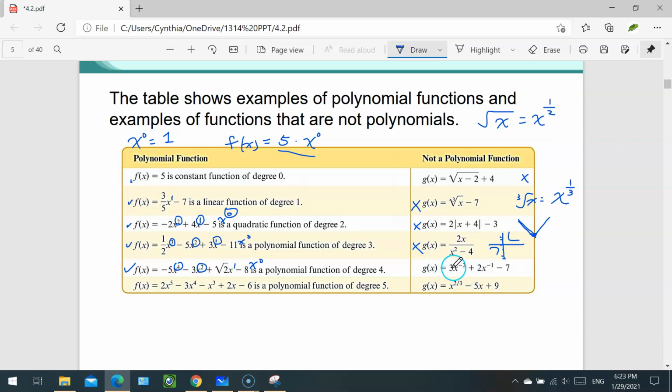This function has 3 times x to the power -2. So we stop here because this -2 is not a positive integer. So we don't count this one as a polynomial. The last one has the degree power of 2 over 3. So this is not a polynomial. So the way you recognize a polynomial function or not is simply by looking at the degree power term. When the degree power is a positive integer, then we count that as a polynomial.